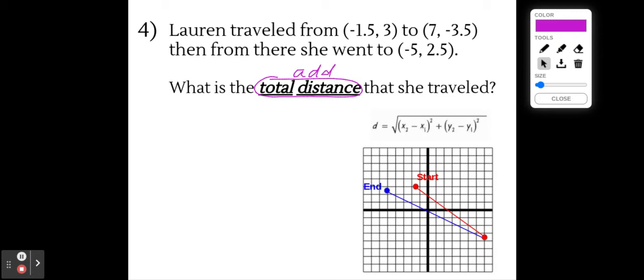Okay, so let's begin. I'm going to change the color to red. So we're going to find the first distance in red since I have my picture in red here. All right, so we're going to find from here to here using the distance formula. A calculator is really going to be helpful with this too. All right, so here's my square root. My x's, I got negative 1.5 minus 7.